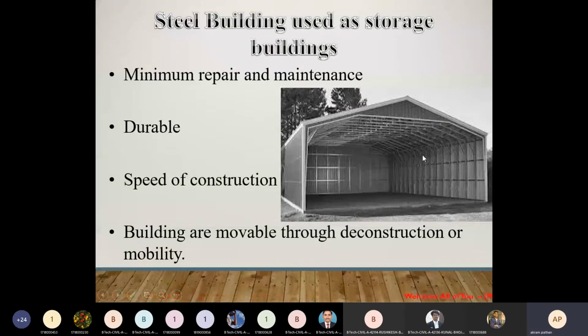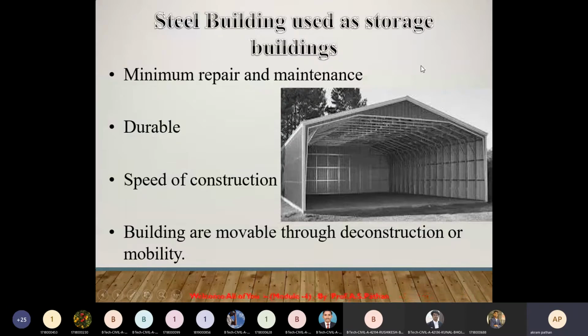So there is minimum repair and maintenance in the case of such a shade, then it is durable, with speed of construction, and the building is movable through deconstruction or mobility. So we can remove such a shade. If you want to place this shade on another construction site, you can remove this assembly and erect it on other sites also. So these are the applications or uses of steel technology.